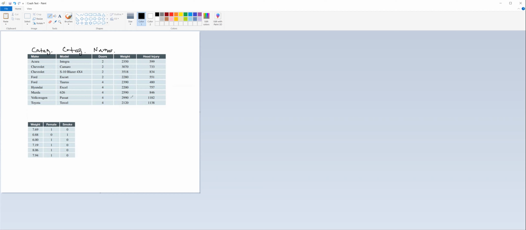And then the weight. That is something you'd measure. Things that you'd measure are going to be numerical. And then head injuries, that's something that you would count. You'd count up how many head injuries there are for the vehicle. So if you're measuring or counting up something, that's also going to be numerical. Okay, so that gives us an example that we can use to think about the difference between categorical and numerical.